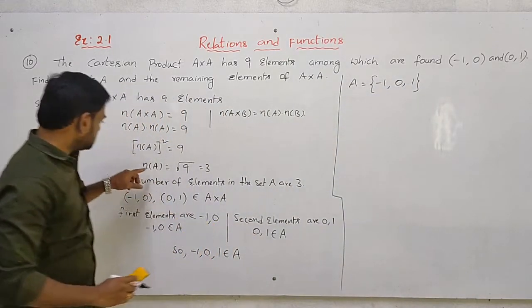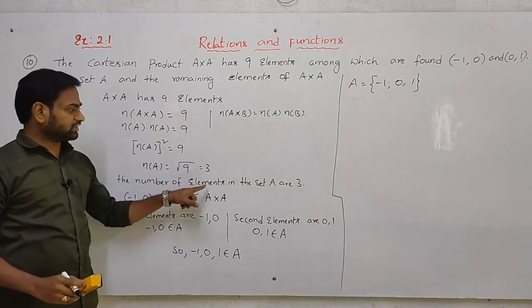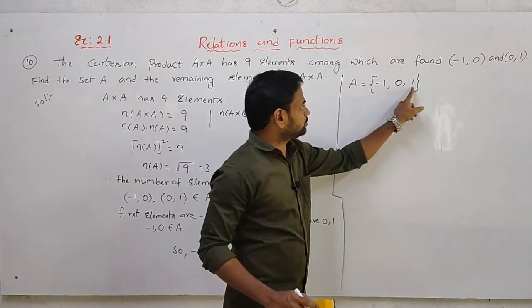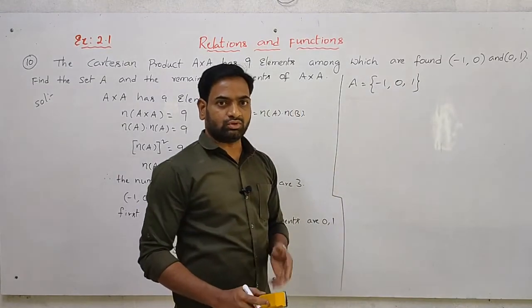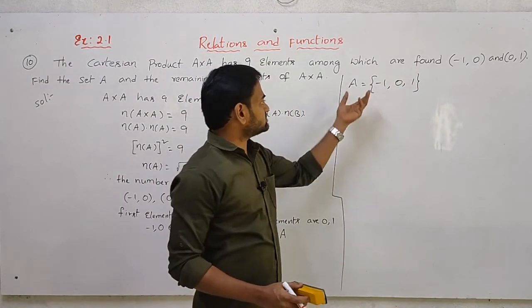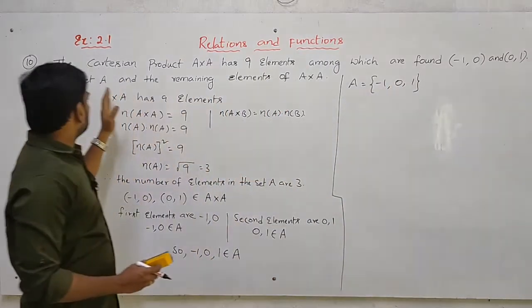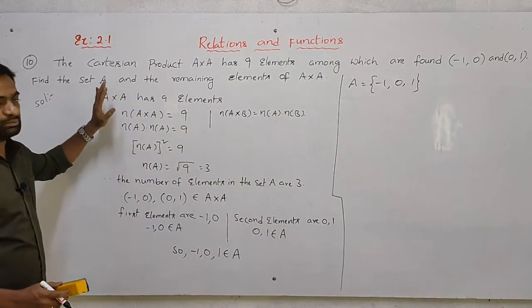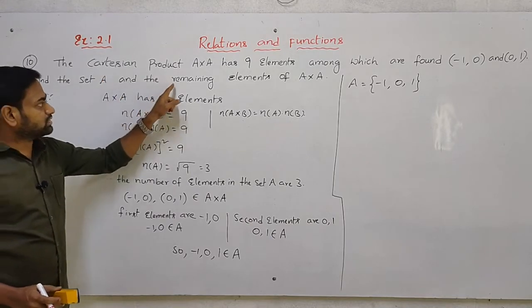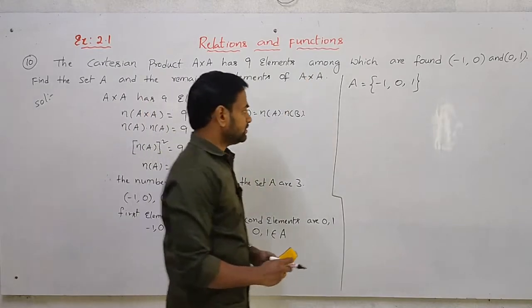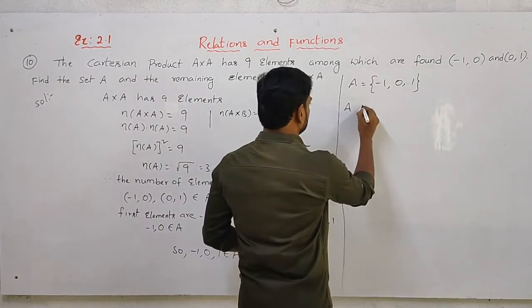See here, n of A equal to 3. Number of elements in A are 3. Count once: 1, 2, 3. Now you got the set A. A set is {-1, 0, 1}. Find the set A, this one is complete. Next, the remaining elements of A cross A. So now I am finding A cross A.